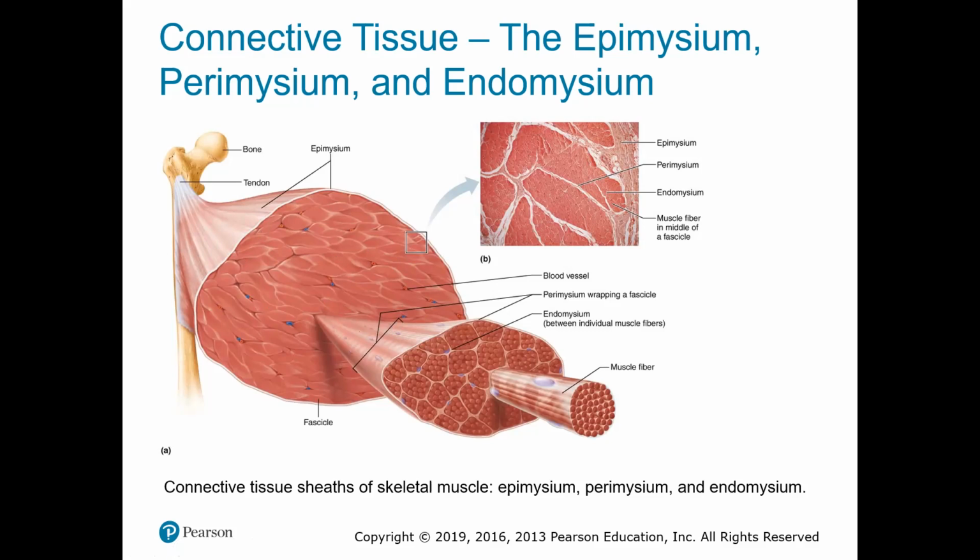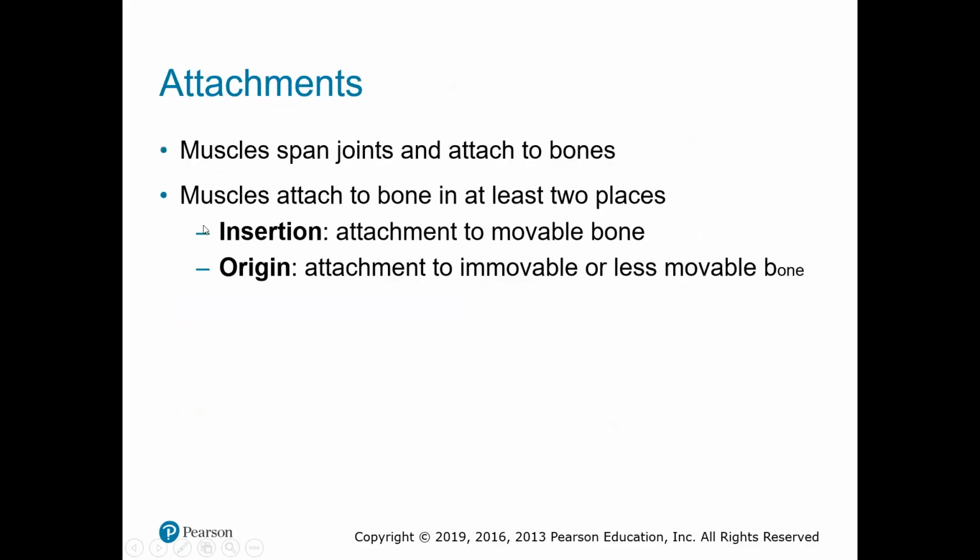So the muscle doesn't pull directly on the bone. It pulls on connective tissue, which pulls on the tendon, which pulls on the bone. It protects the muscle cells from being damaged when they're contracting. We know this already from lab. Every muscle has an origin and an insertion. You can have multiple origins. You can have 2, 3 connections.